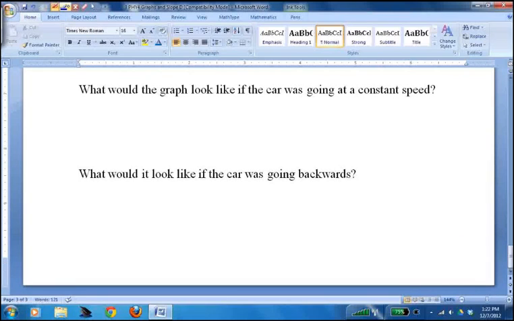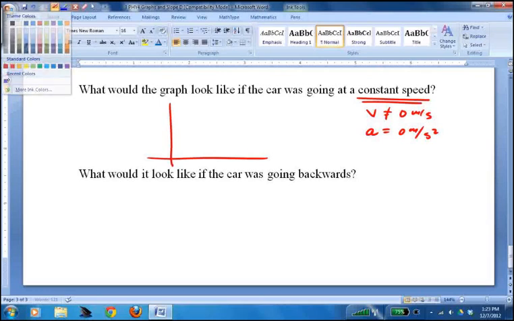Now, if the car was moving at a constant speed, would velocity equal 0? No, pardon me. Velocity does not equal 0. It's moving. But the acceleration does equal 0 meters per second squared. It's at a constant speed. It's not accelerating or slowing. So that graph would be a flat line.